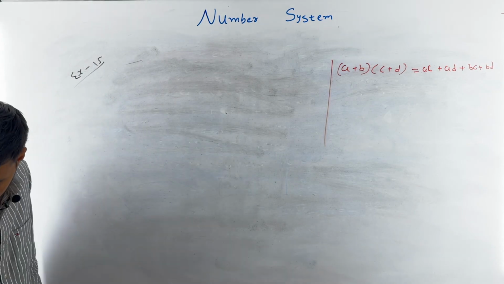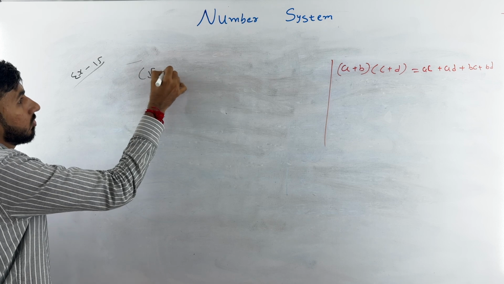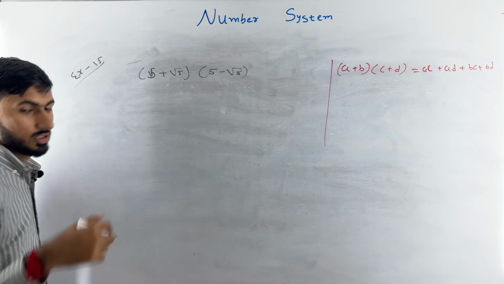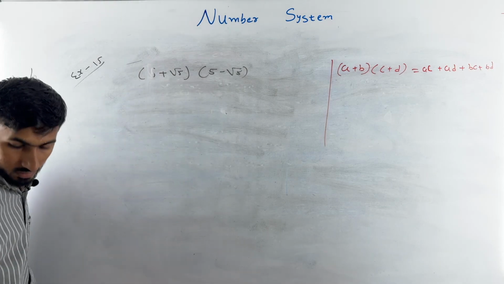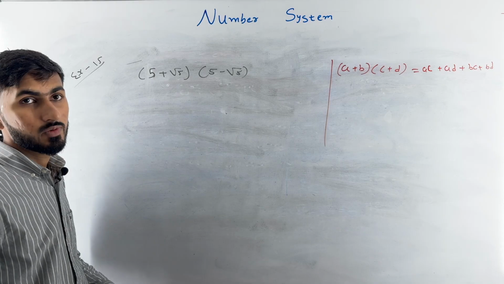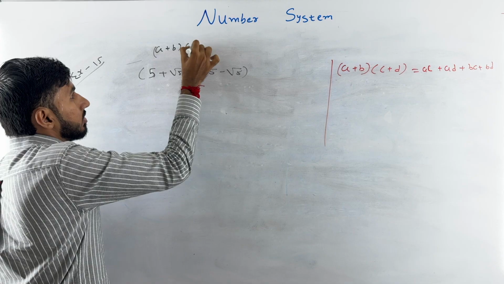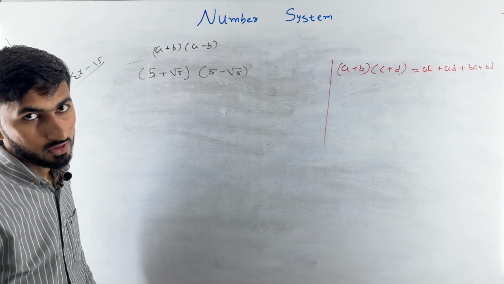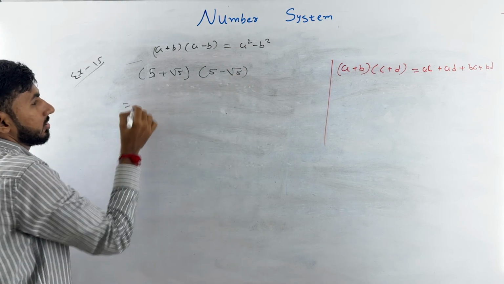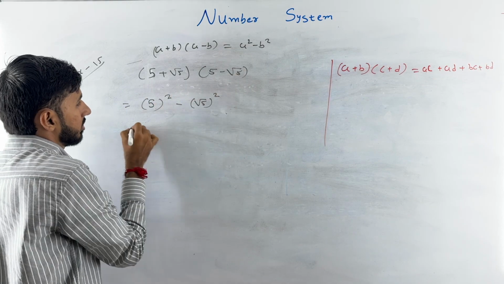Now the second question is 5 plus root 5 and 5 minus root 5. What will be the answer? 5 plus root 5 and 5 minus root 5. This is the type of a plus b, a minus b. What will be the answer? We all know that the answer is a square minus b square. So I can write here 5 square minus root 5 square.